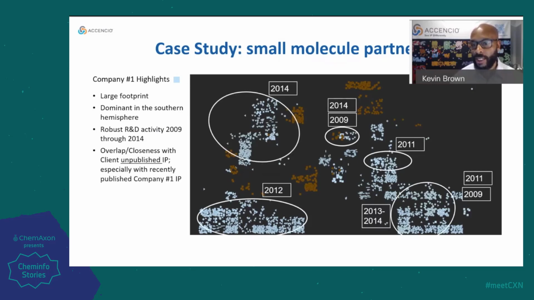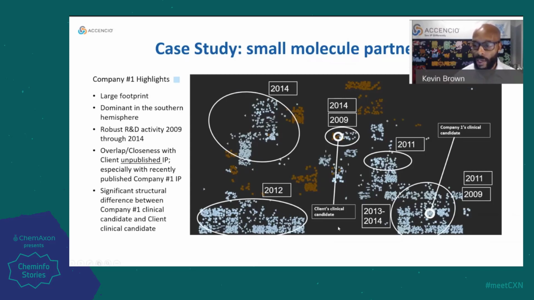And what was really interesting is that we noticed in some later publishing applications from this company number one, there was some significant overlap between our client's IP and this company number one. And we also knew that company number one had a clinical candidate which sat here structurally on the map, and our client's clinical candidate sat over here in the middle of the map. Now, ultimately, even though all of this was true, this particular company did not do a deal with our client. And it was for other reasons.